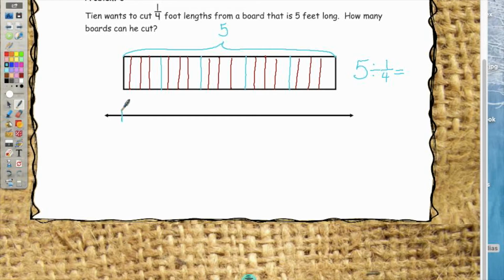Now on this number line, by the way, how many do you think are here? 20? You think it's 20? Okay. So on this number line, let's just go ahead and mark the whole numbers to start with.